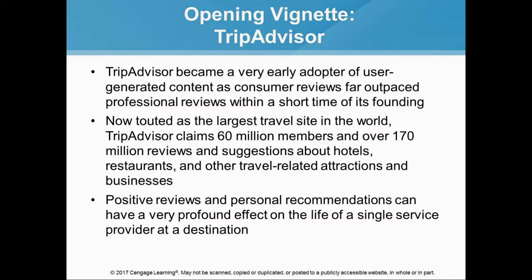Now touted as the largest travel site in the world, TripAdvisor claims 60 million members and over 170 million reviews and suggestions about hotels, restaurants, and other travel-related attractions and businesses. Positive reviews and personal recommendations can have a very profound effect on the life of a single service provider at a destination. So TripAdvisor is more than a travel service for tourists. It literally changes the lives of the people providing travel services throughout the world.